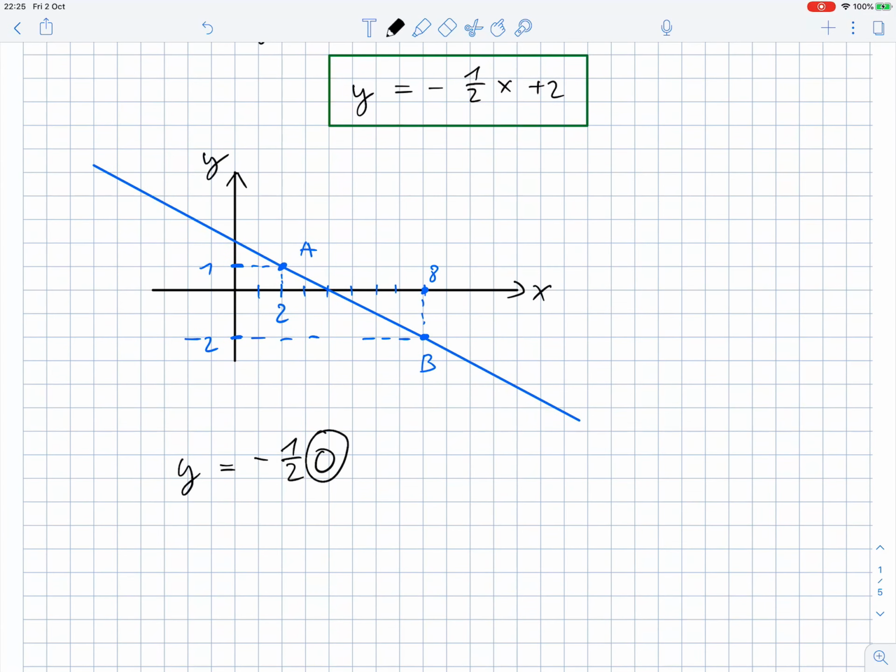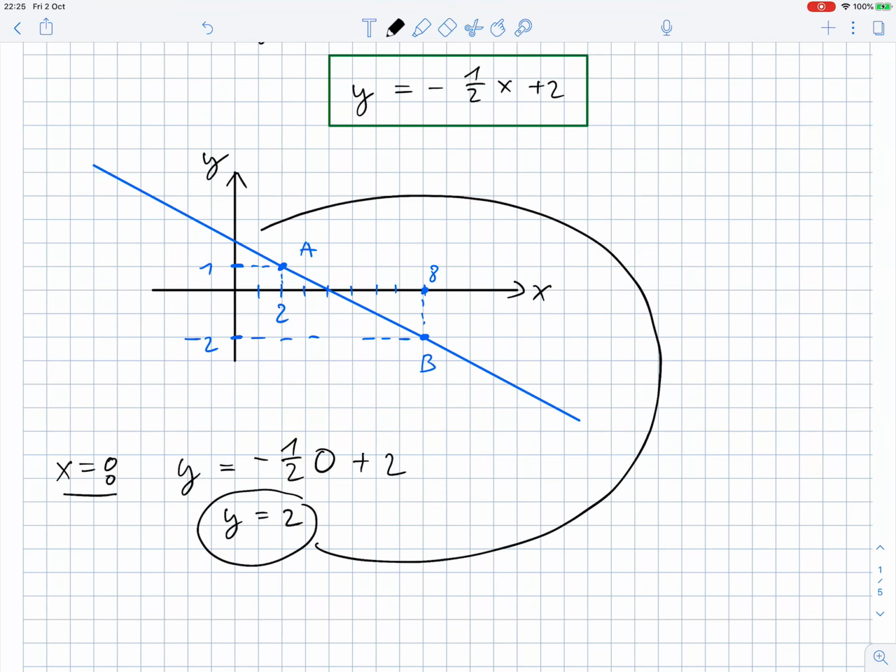That's why I use x as 0 plus 2, which means when x equals 0, we get y equals 2. So this is the crossover point between the linear function and the y-axis.